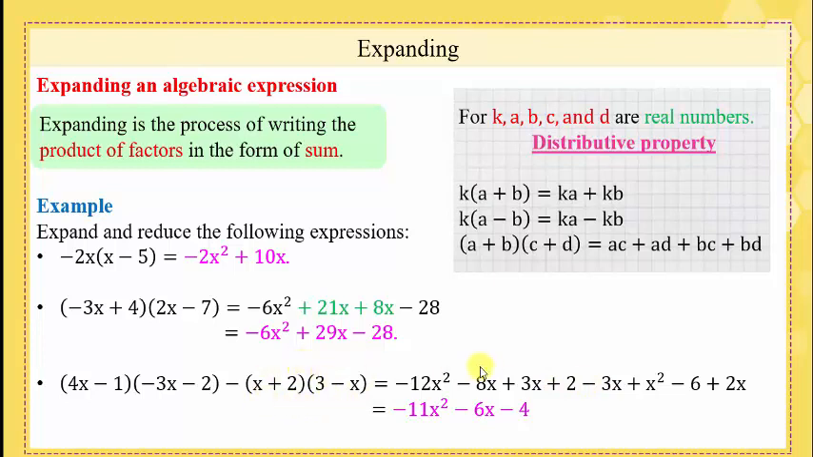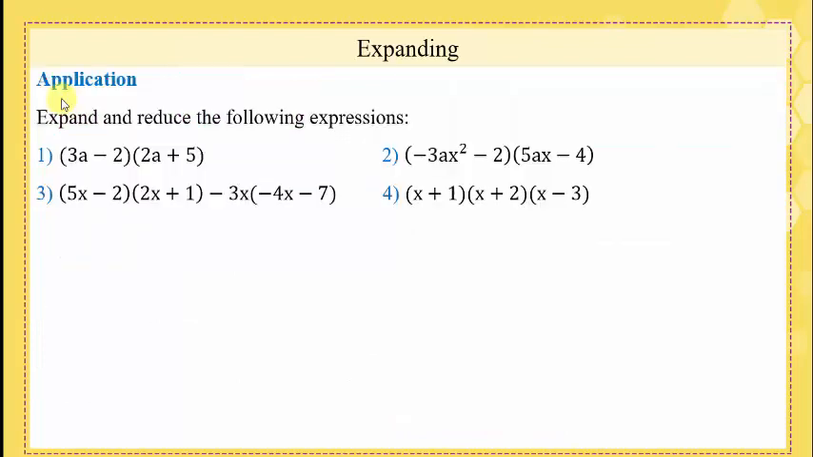X times 3, 3x times minus, minus 3x. X times minus x, minus x squared, multiplied by minus to get plus x squared. Plus 2 times 3, plus 6, and then multiply by minus to get minus 6. Plus 2 times minus x, minus 2x, and then we multiply by minus to get plus 2x. And then we reduce, we have the answer minus 11x squared minus 6x minus 4.